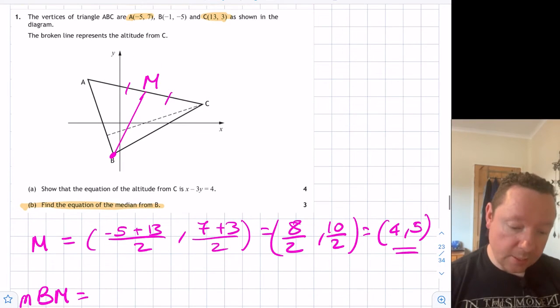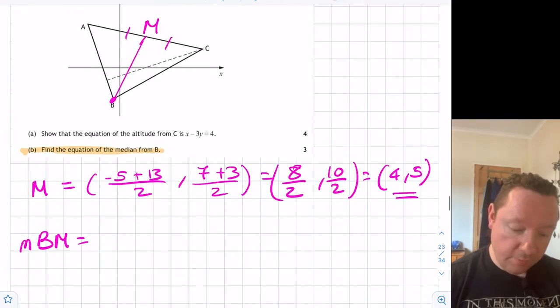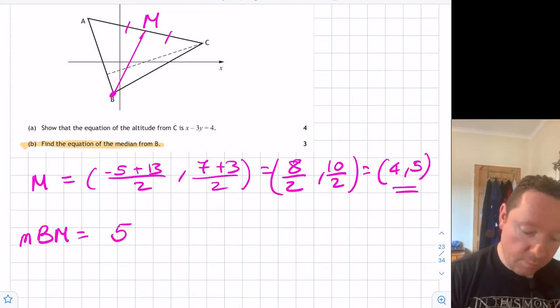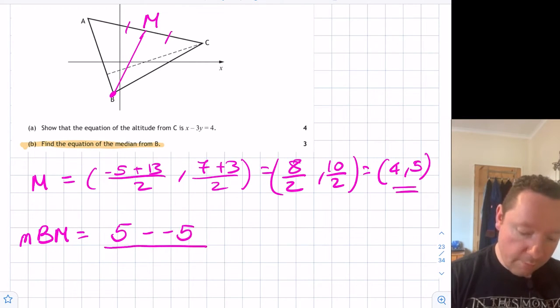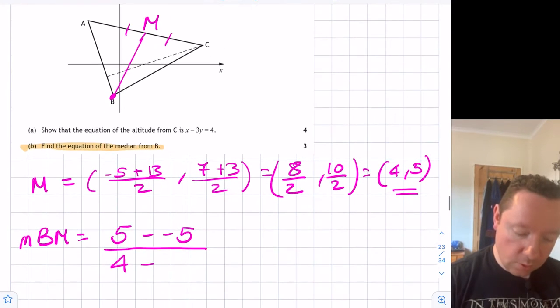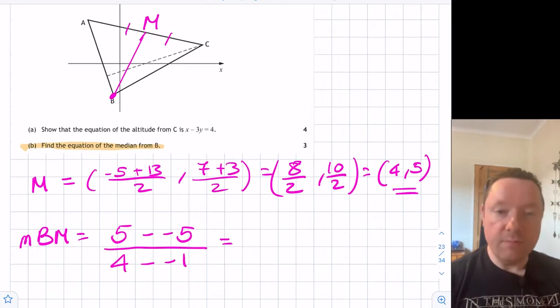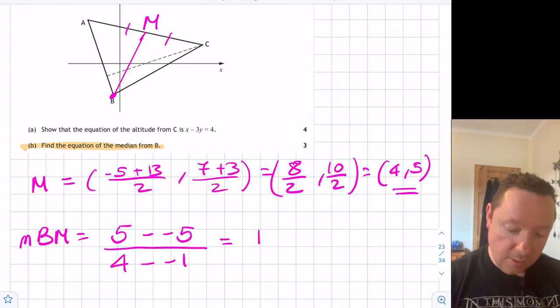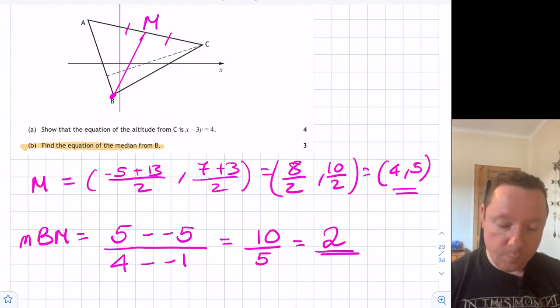So B is minus 1, minus 5. So 5 minus minus 5 over 4 minus, being very careful, it's minus 1, so minus 1. 5 minus negative 5 is 10. 4 minus negative 1 is 5. So our gradient is a nice round number of 2. We've now got a gradient and a point.